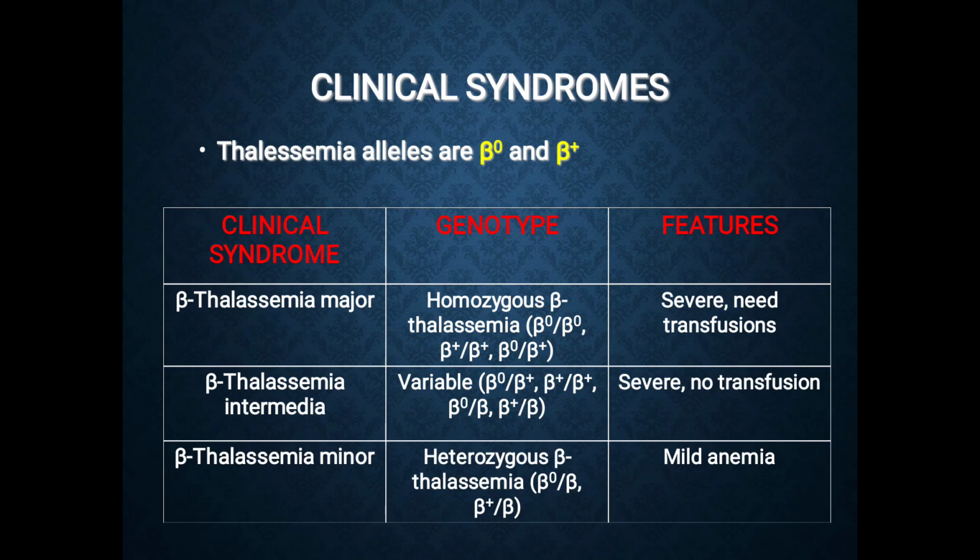So beta thalassemia is commonly divided into three major types: beta thalassemia major, beta thalassemia intermedia, beta thalassemia minor.